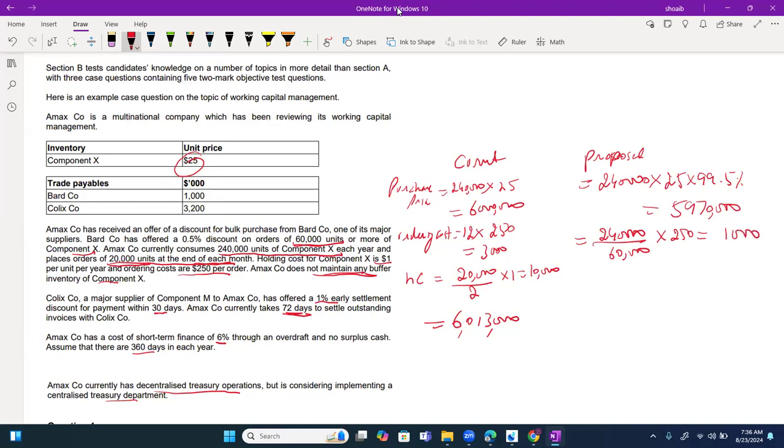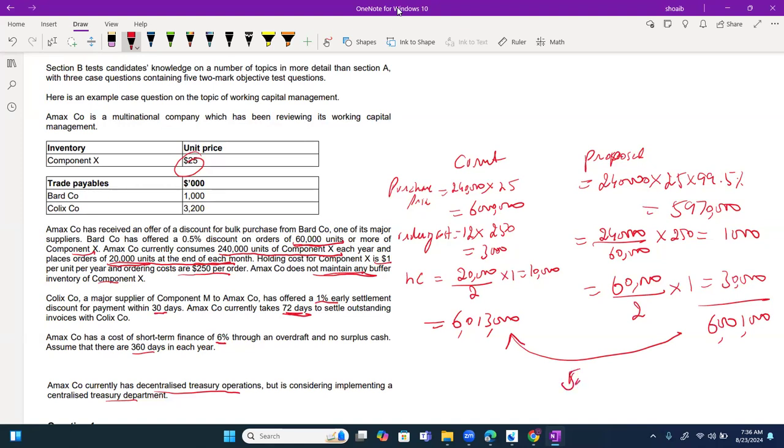1,000. And holding cost would be ordering quantity divided by 2 into 1.30, 30,000. So total it will become 601,000. So if we stay with the previous policy, our cost is 6,013,000. If we move to the next policy, our cost will be 6,001,000.